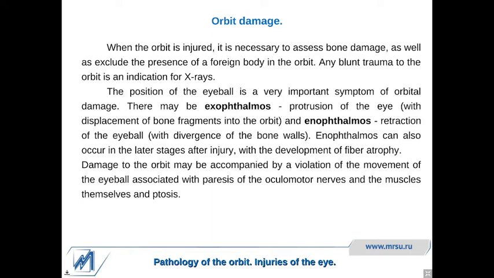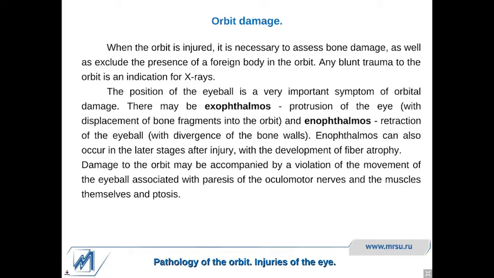What about orbit damage? When the orbit is injured, it is necessary to assess bone damage as well as exclude the presence of foreign body in the orbit. Any blunt trauma to the orbit is an indication for X-rays. The position of the eyeball is a very important symptom of orbital damage, so we return to the names of exophthalmos and enophthalmos. Let's discuss again.